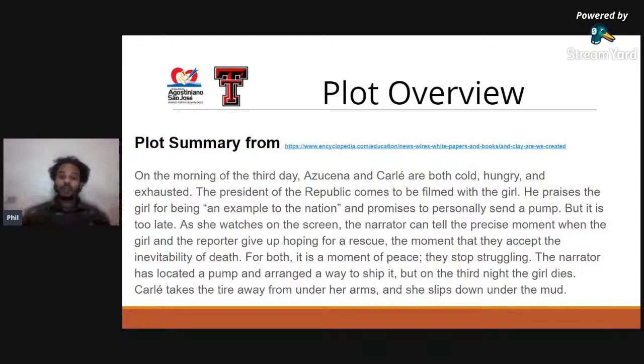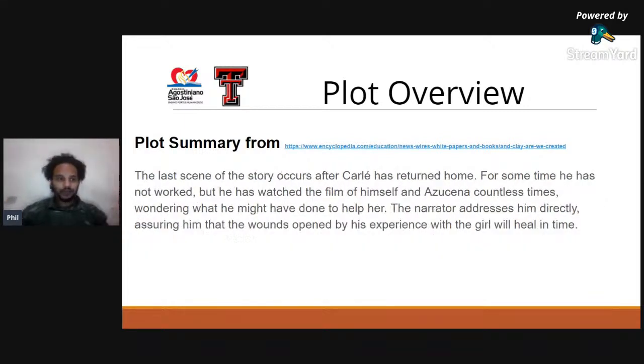But it's a moment of peace for both of them. They stop struggling. Okay, the narrator does find the pump and does find a way to send it, but on the third night, the girl dies. It's too late. Okay, Carle takes the tire. He had put a tire around her to keep her kind of floating like this. You know, a tire that you use in a car. He takes the tire from under her arm, and the girl slips into the mud and dies.